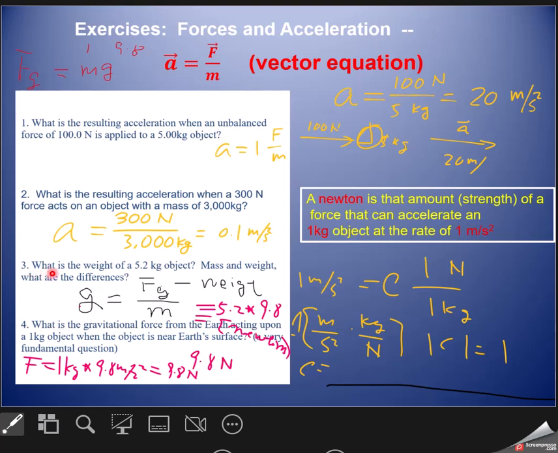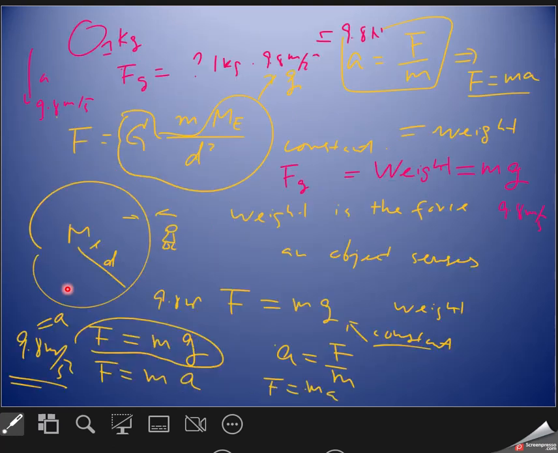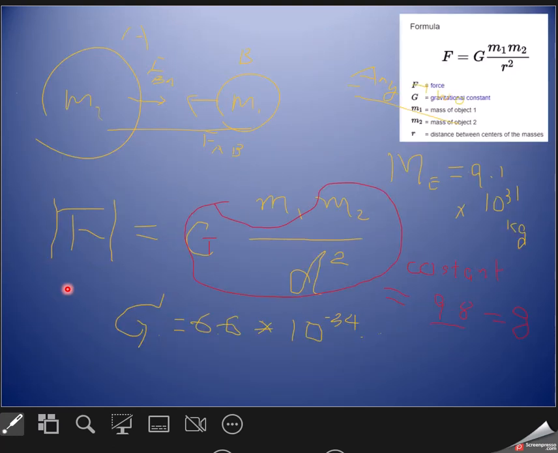What is the weight of a 5 kilogram object? What's the difference between mass and weight? And we have introduced a new concept of gravitational force. Newton's contribution to physics is known for its 3 laws of motion: first law, second law, third law. The third means action equals reaction. And there is also his contribution of gravity.